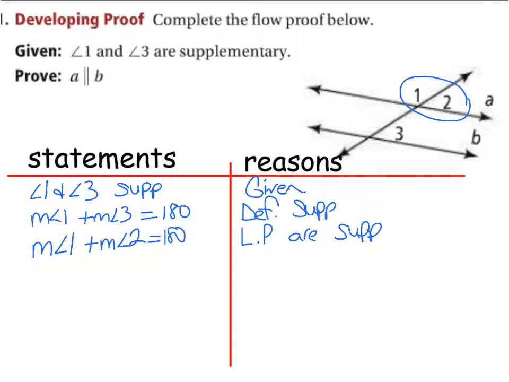Now I like the way that goes because look at what I have now. 1 plus 3 equals 180. 1 plus 2 equals 180. Well, the only way that they can both equal 180 is if they equal each other. All right, remember doing that? Measure of angle 1 plus the measure of angle 3 is going to end up equaling the measure of angle 1 plus the measure of angle 2. And that's transitive property.